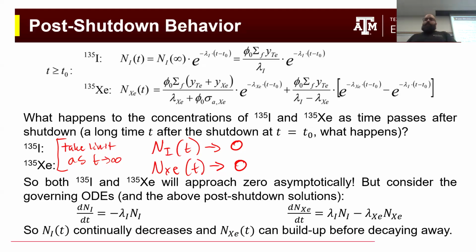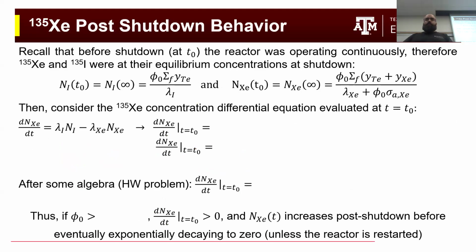So the main thing that we would want to know is, how does that concentration change for xenon after I've shut down, and how does the flux have to compare to the other parameters in my equations such that I can understand when the amount of xenon increases or when it decreases? So these were the equilibrium concentrations that we had before we shut down.